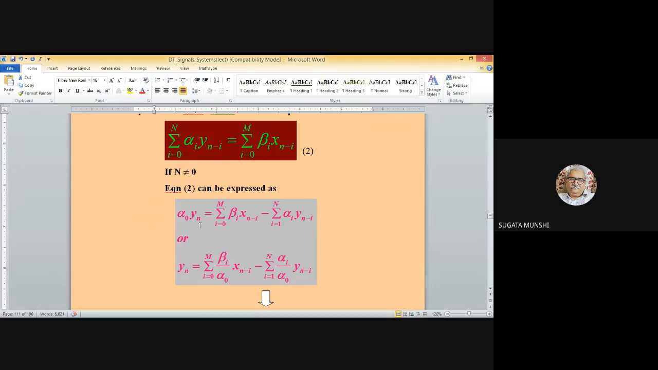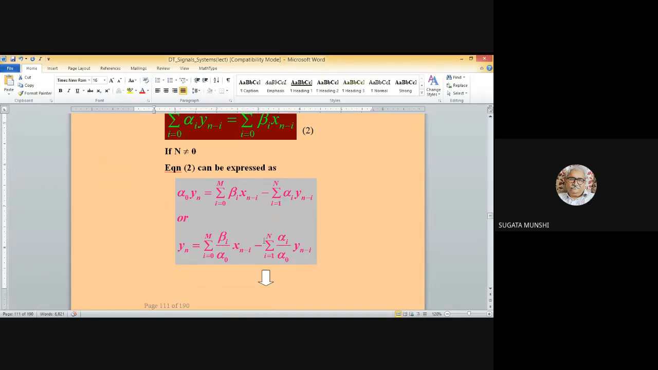So alpha 0 yn is given by this expression, or yn will be given by the expression shown here, just by cross multiplying with alpha 0. Have you got it? If you have not written it last day, you may please write it down. That is the case for n not equal to 0. We will later consider the case for n equal to 0. But before that, we have some more things to discuss.